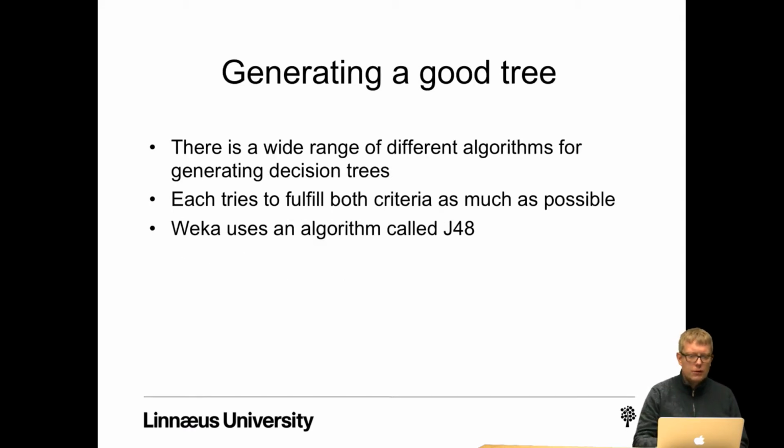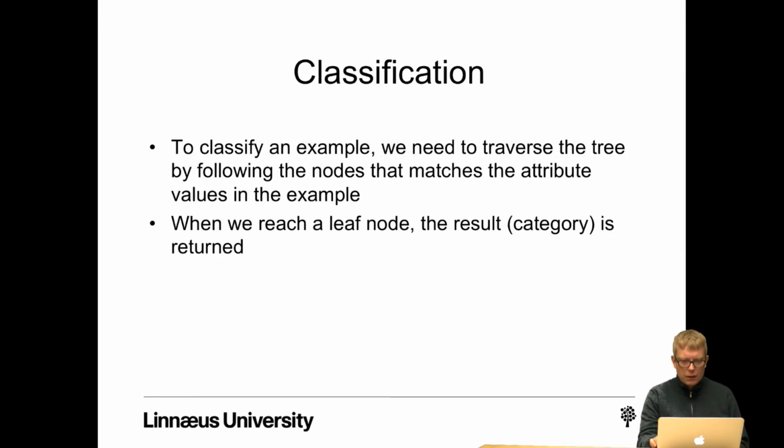And there's a wide range of different algorithms for generating decision trees. And each of these algorithms try to, as good as possible, fulfill both criteria. Weka uses an algorithm called J48. In R, we usually use an algorithm called CART, but there are others as well.